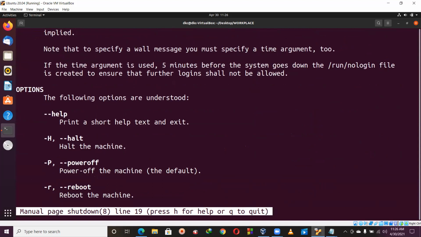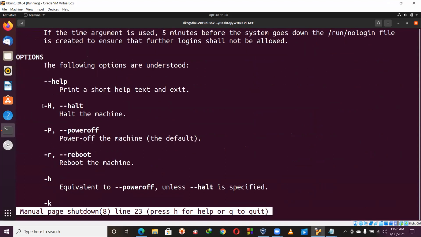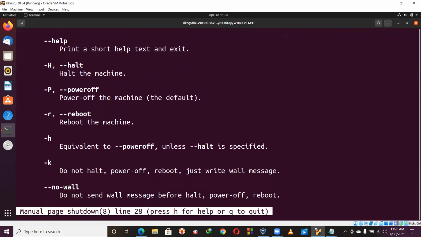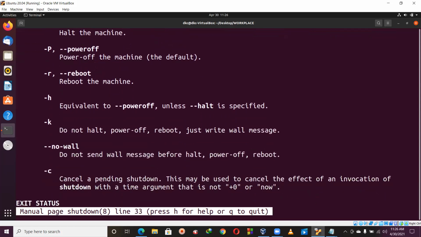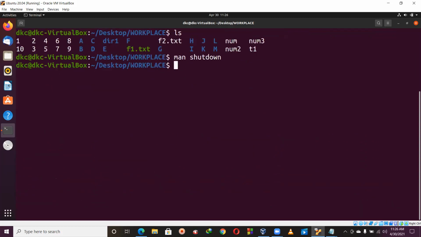As for the whole, see here, very simple. All things are mentioned here very clearly. H is for the halt, P is power off, R is reboot. Power off means what? Just shut down the system. So many things. Okay, but don't remember all things. Okay, fine. Next one.